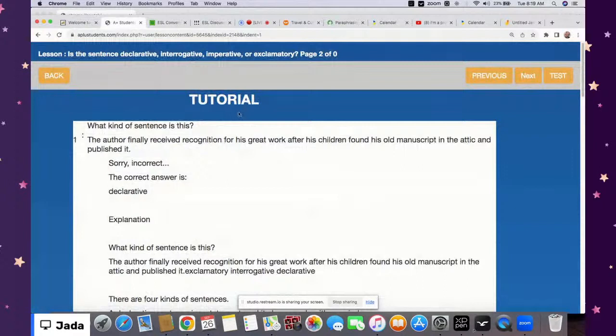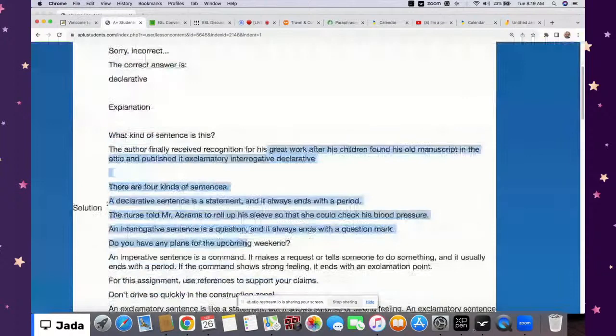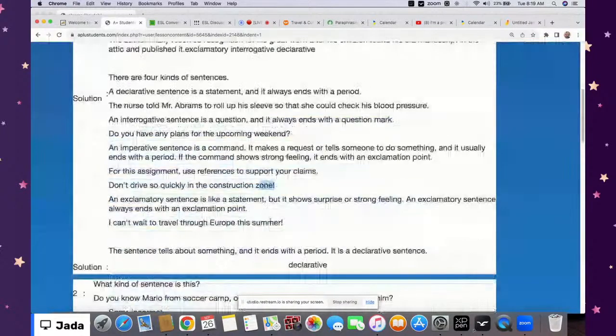Yes, it's a question. So now the author finally received recognition for his great work after his children found his own manuscript in the attic and published it. So what kind of sentence? This is a declarative because it's telling us about something.